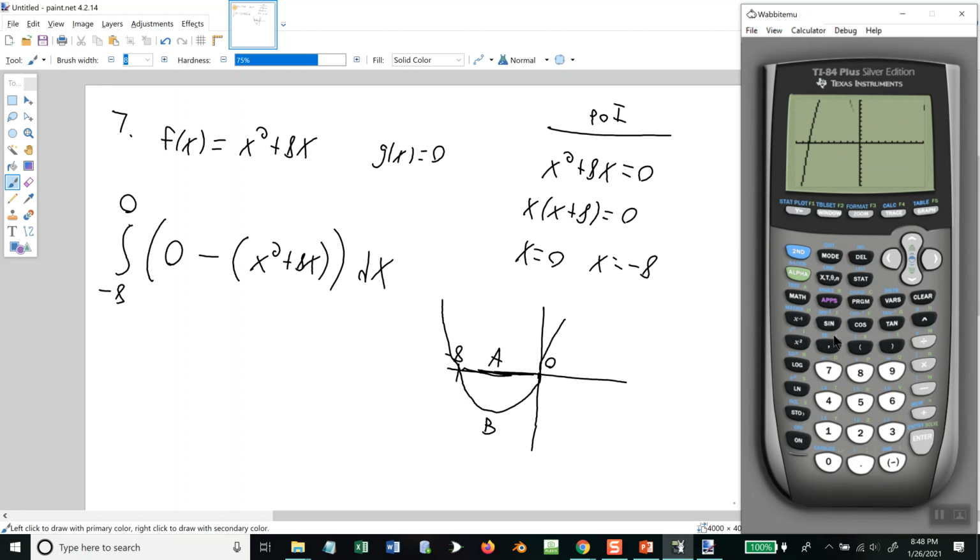Second, oops, let's try that again. Second trace, which is number 7, negative 8 to 0. So our answer would be 85.33.